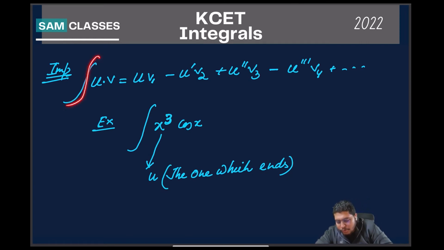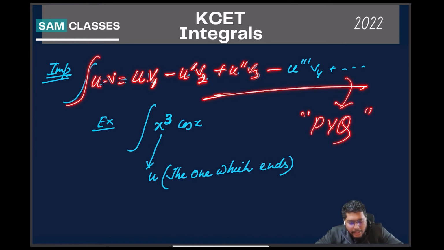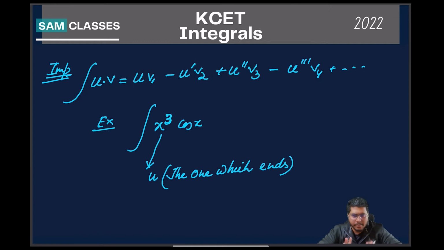So whenever we have u, v, what do you do? u into integration of the second, minus derivative of the u first time into the second time integration, plus 2 times derivative, third time integration. So like that we'll have, and you will have a better understanding of this while we are solving the PYQ. I'll show you how to apply it in a very clean, very simple manner. So you don't have to worry about that, okay? Clear?